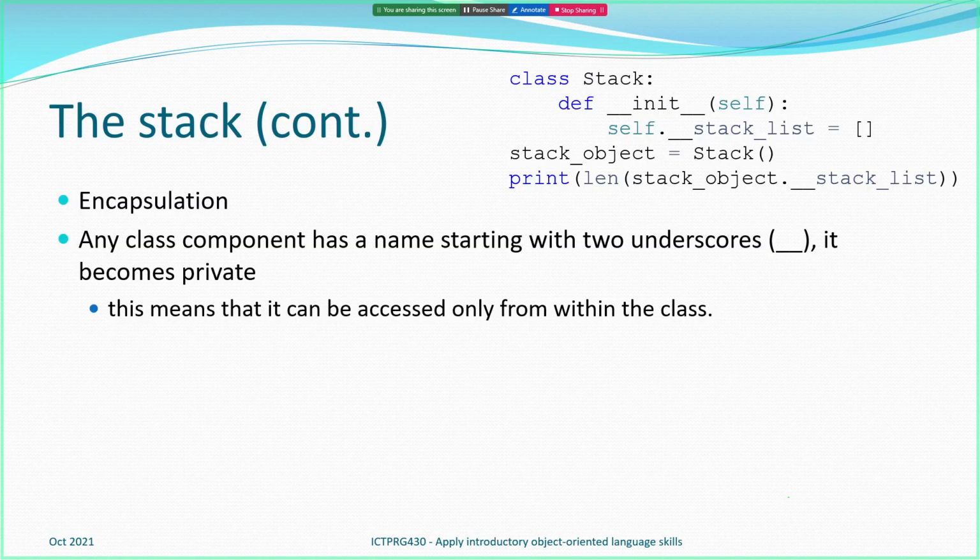I mentioned earlier that we wanted to be able to encapsulate information so that we can protect it. If we give the name 2 underscores at the start, it becomes private to the class. That means it can only be accessed within the class definitions. So it's not accessible and it can't be modified by any other activity outside of the class.